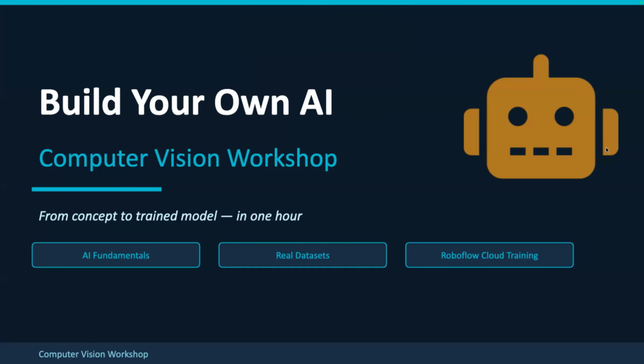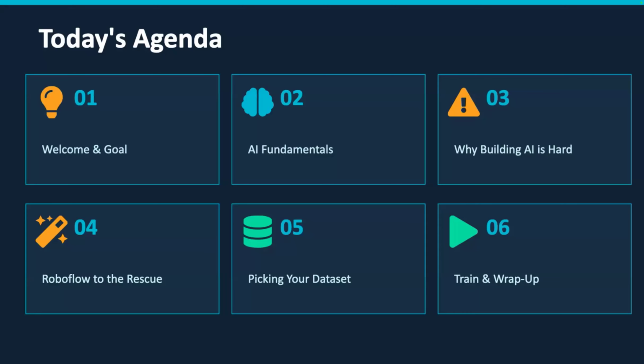So in this workshop, we're going to be looking at the fundamentals of AI to get a background knowledge on it. We're going to look at real data sets, and we're going to look at RoboFlow's cloud training platform. Today's agenda involves the fundamentals, why building AI is a challenge, why RoboFlow is useful for this, how to pick your own data set, and how to train your own model.